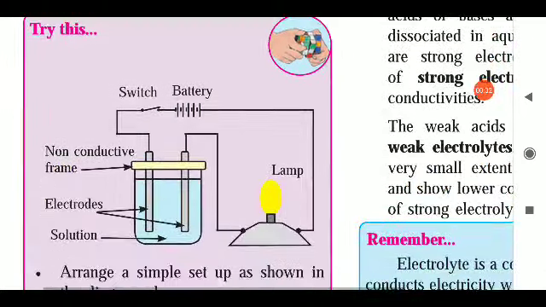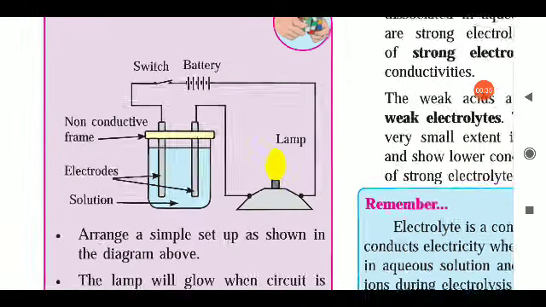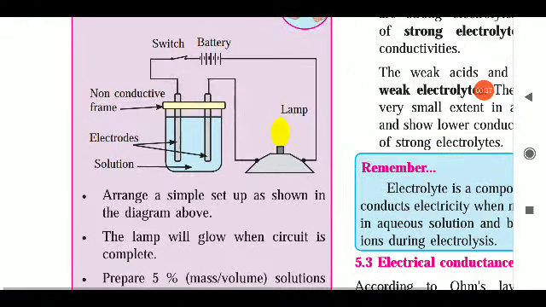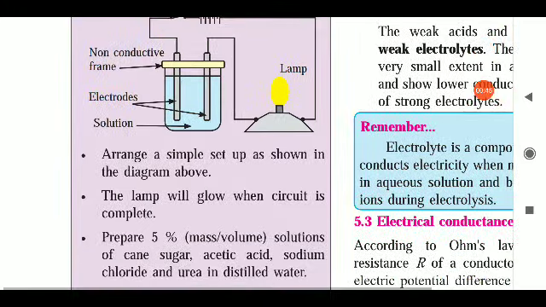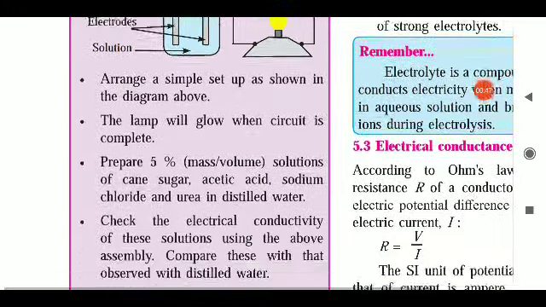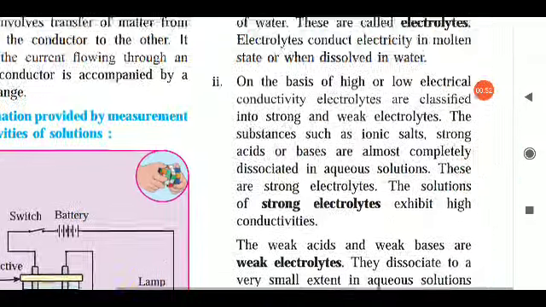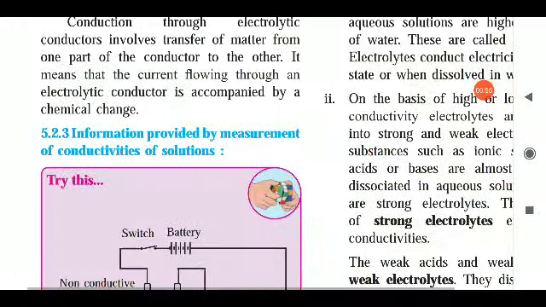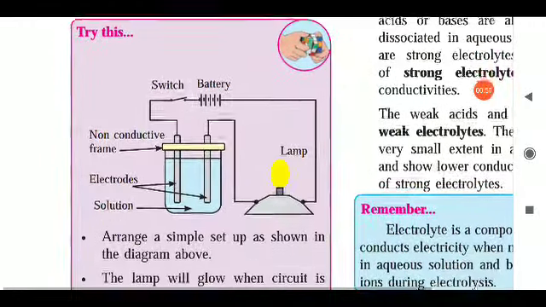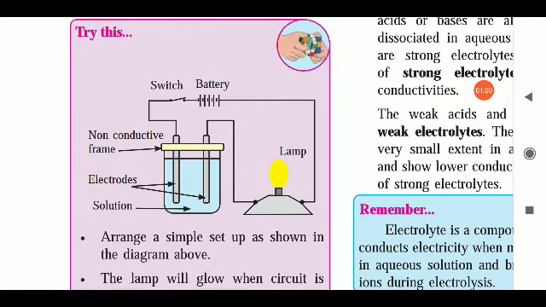Now students, look at this picture. You will notice that in the arrangement which is made, the lamp which is connected with it is glowing. Electrolytes play an important role in the conduction, or we can say the transformation of electricity, or for generation of electricity, or to get output as a voltage. We are making all these arrangements.